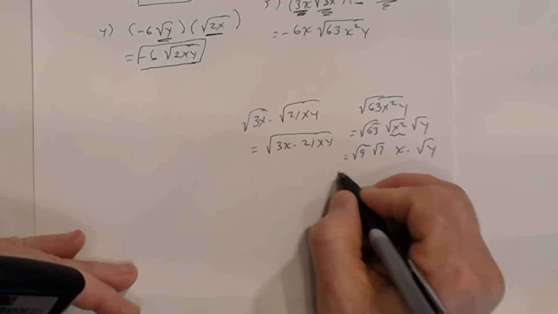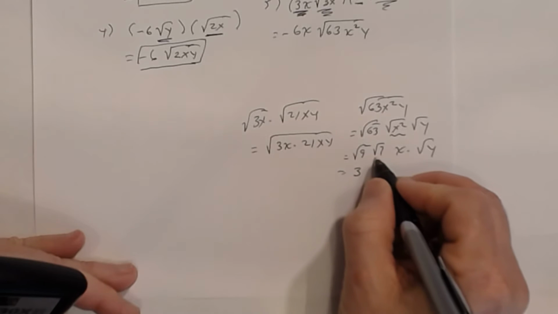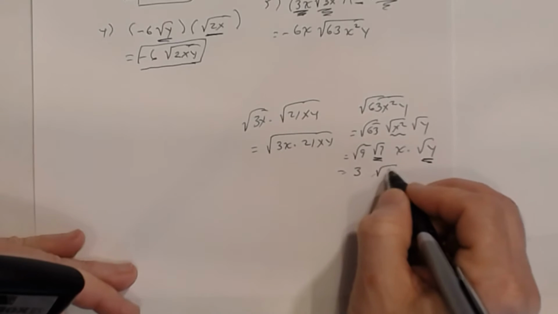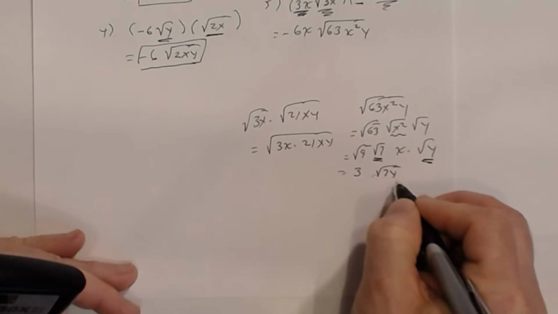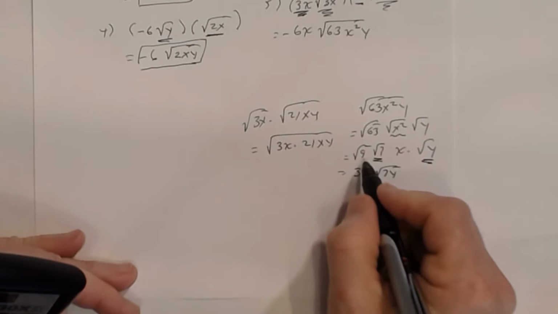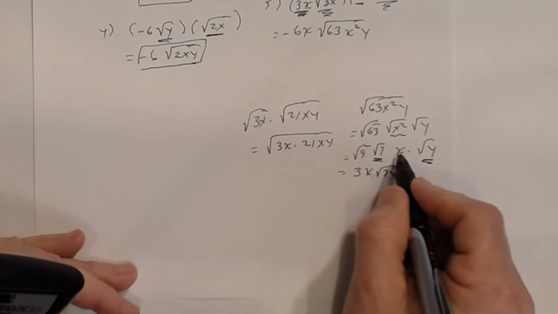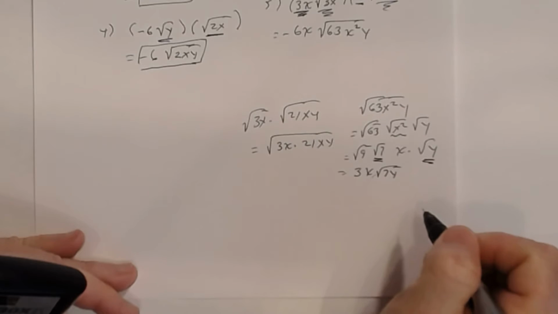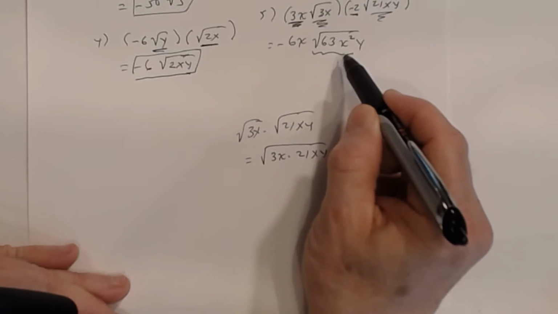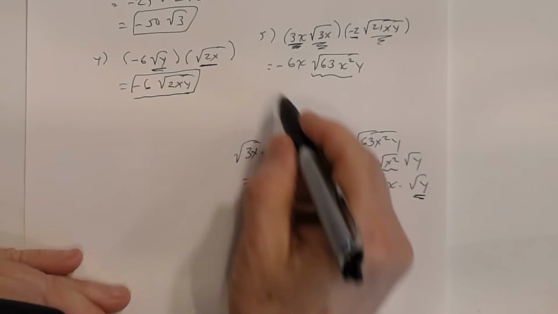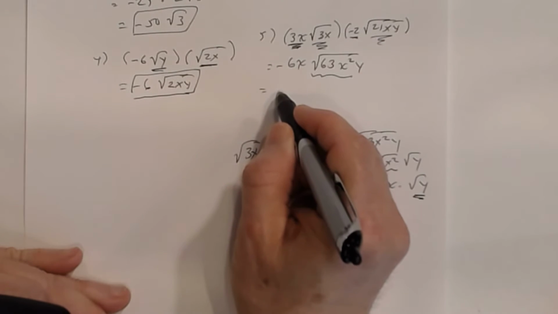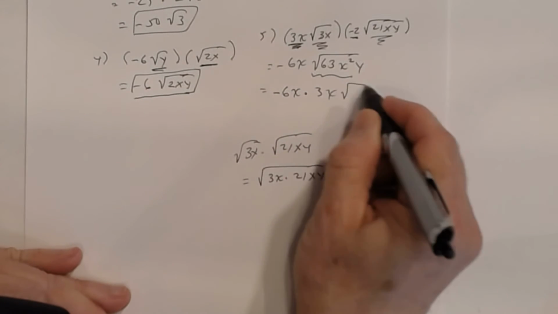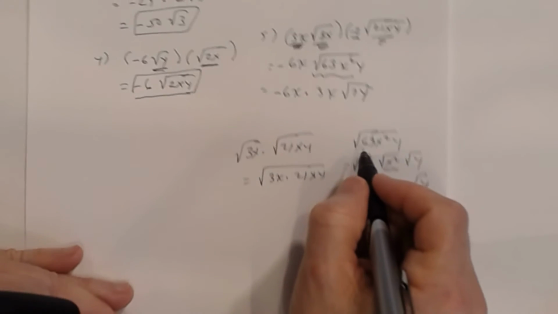But now I want you to notice this. The square root of 9 is 3, right? Now the square root of 7 times the square root of y is the square root of 7y. And then this x I'm going to put in front. So these 4 things, 1, 2, 3, 4, multiplied together is just 3x square root of 7y. So that goes here. Don't forget about the 6x, so negative 6x times 3x square root of 7y. So that's where I'm at.